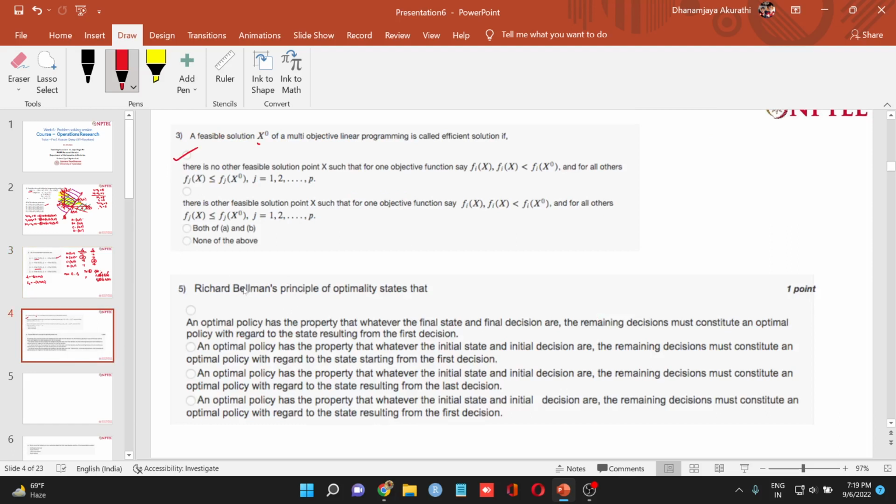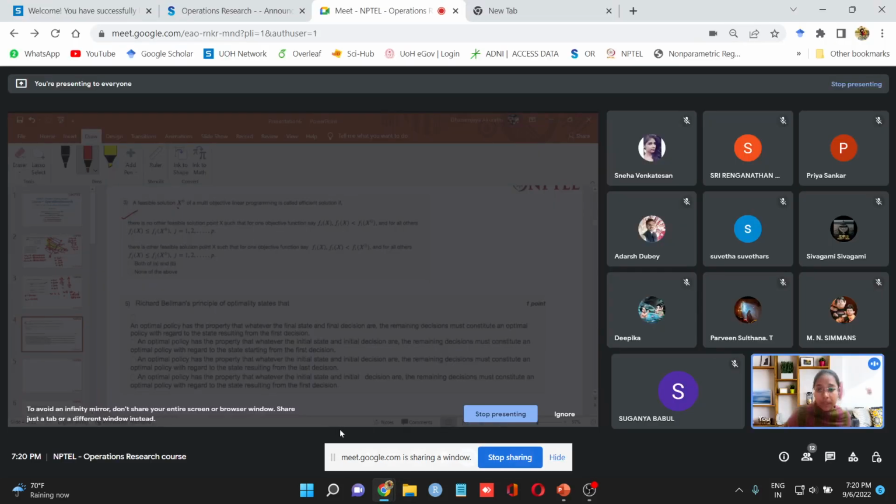Do you understand what is an ideal solution, what is an efficient solution, and attainable solutions and extreme points? Those are the four different concepts for multi-objective programming. So is there any query related to multi-objective programming?